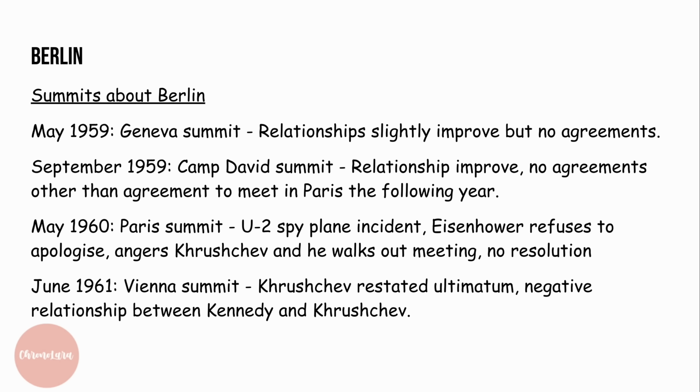June 1961. Now we have a new US president, and his name is John F. Kennedy. Mr. John F. Kennedy comes into office at 43 years of age, and Khrushchev thinks he's actually quite inexperienced. Kennedy also had an issue earlier on in the year, which is quite embarrassing for him, known as the Bay of Pigs crisis. So Khrushchev restated his ultimatum, and now there is a very negative relationship between Kennedy and Khrushchev. Cuba.